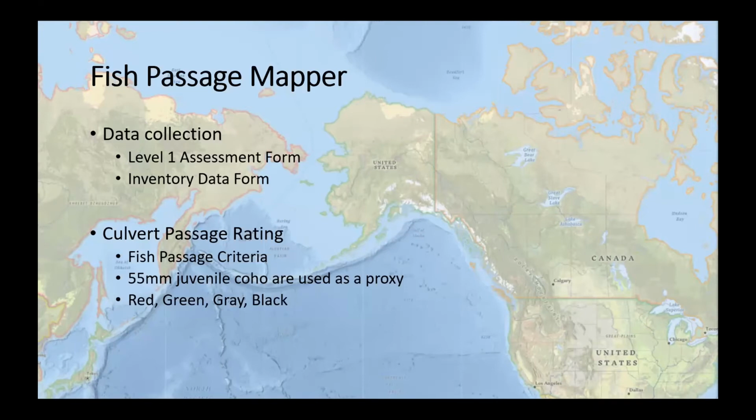It is presented on the mapper and it comes from one of two forms. In order to submit a level 1 assessment form, someone from the crew must have attended the ADF&G culvert assessment or the Forest Service aquatic organism passage training, and you must diligently follow the ADF&G manual. I'll show you how to access that in the next video. I'll touch a little bit more on the inventory form in the next slide as well.